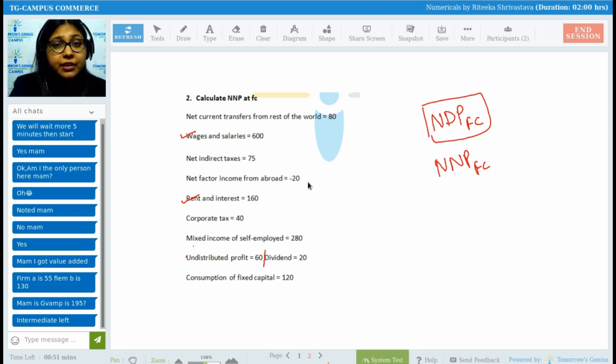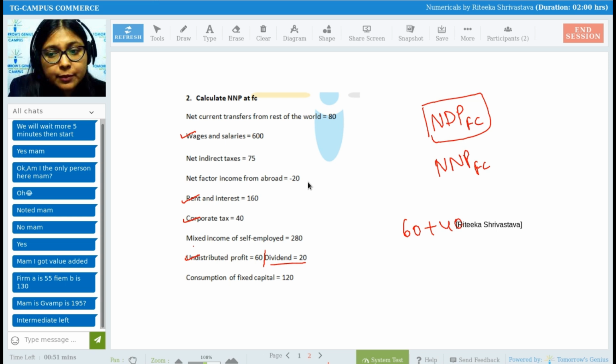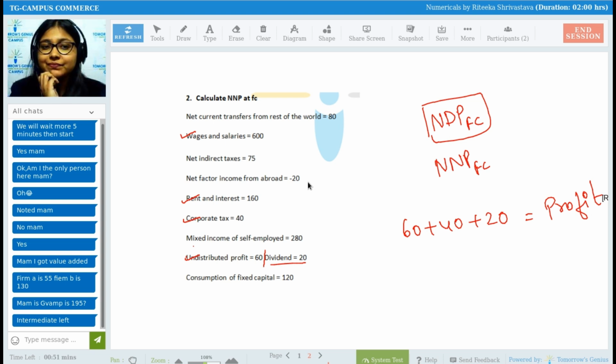Profit, what did I tell you? Profit has three subparts, no? Corporate tax, dividend, and retained earnings. So you have corporate tax, you have undistributed profit, you have dividend. So it should be 60 plus 40 plus 20. This together makes your profit, 120. Now see how much I'm getting. 1,160. Yes, perfect. Now find NNP at FC. 1,140. Yes, very good. Perfect. Next question.